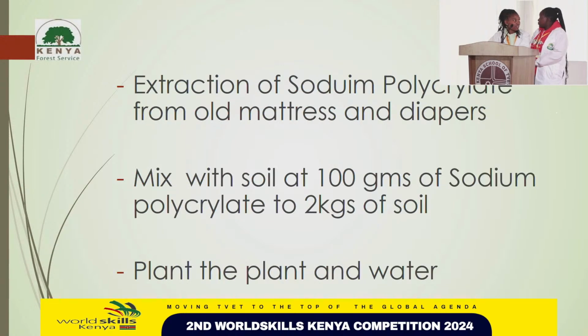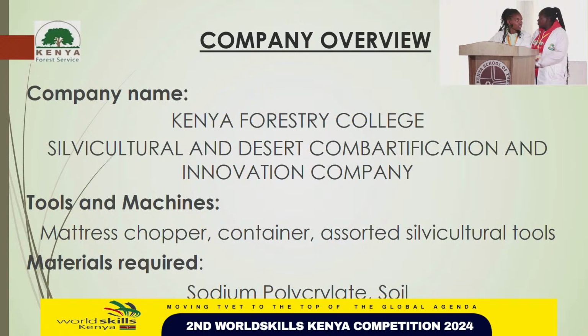Our company overview is Kenya Forestry College, Silviculture and Desert Combatification and Innovation Company. Our main tools and machines used are the mattress chopper, container, and assorted silviculture tools. The mattress chopper helps us reduce the waste product from mattresses to help us plant our crops using the soil and the mattress waste, at a ratio of 100 grams to 2 kg of soil.